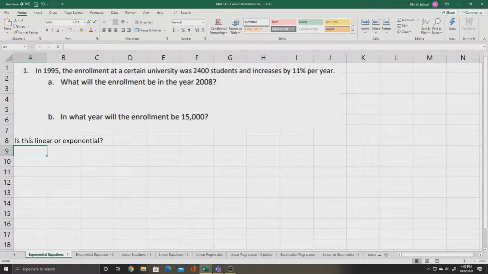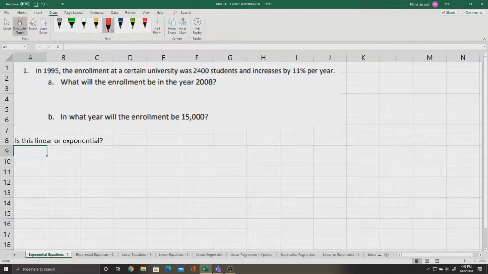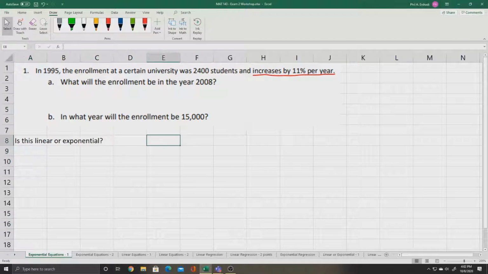To answer this question, we need to look in the first line of the question, specifically at the end of the first sentence, where we are told that we are increasing by 11% per year. So when you are given that something is increasing by a percentage, that is a sure sign that you're dealing with an exponential.